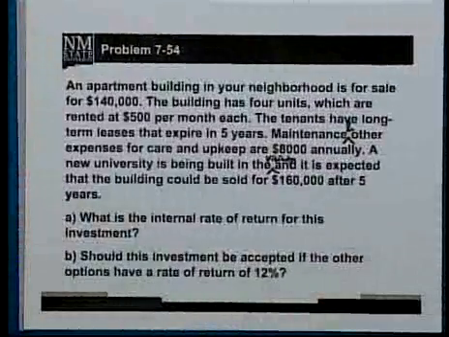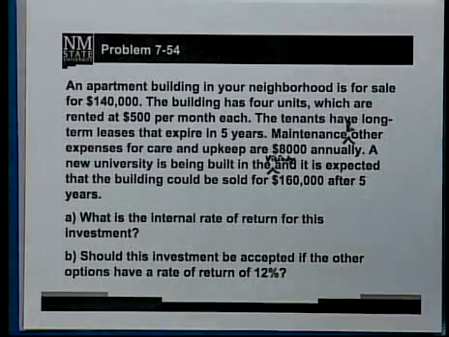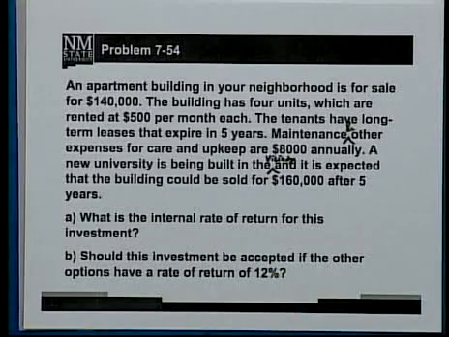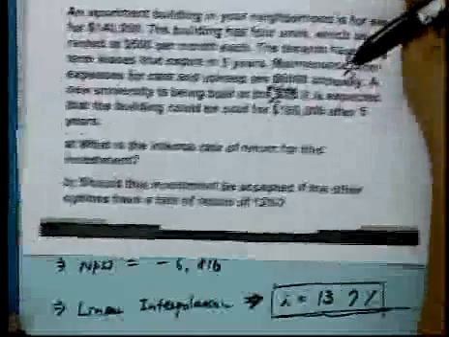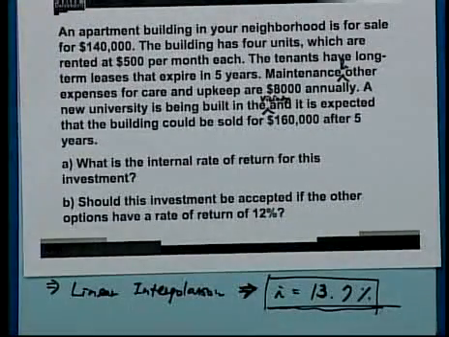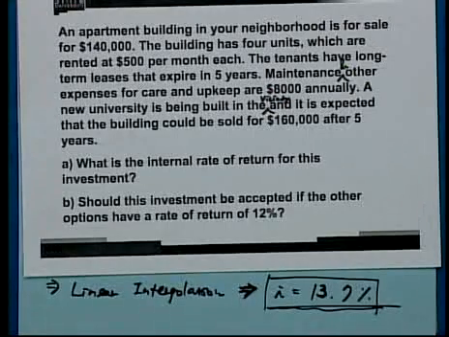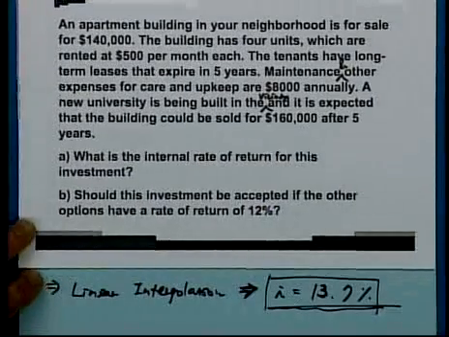And how do you answer part B? Should this investment be accepted if the other options have a rate of return of 12%? So how do you answer this question? At 13.7%, which is from our calculation, the apartment building is more attractive than the other options, right? So the investment should be accepted.